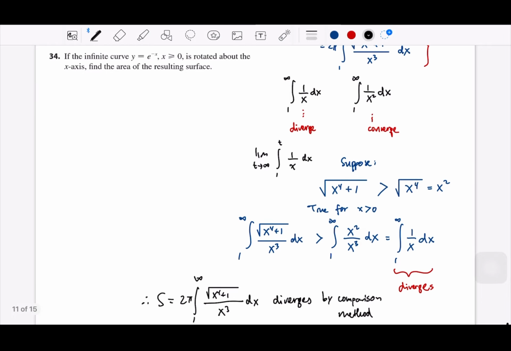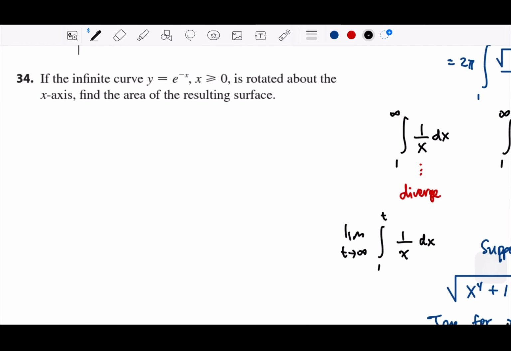Okay, for number 34, I would like you to try by yourself. Maybe not now, maybe just at home. You can try to write the question first. The question is just the curve y equals e to the power of negative x, x from 0 to positive infinity, rotated on the x-axis. And the same idea, find the resulting surface area.